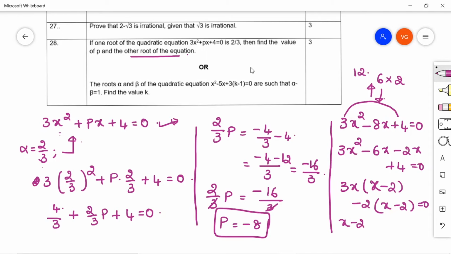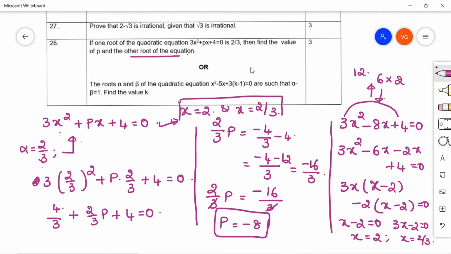So x minus 2 is equal to 0, x is equal to 2 is one root, and 3x minus 2 is equal to 0. So x is equal to 2 by 3 is another root. So the roots of the quadratic equation are x is equal to 2 and x is equal to 2 by 3. Right? Write it down and put a box around.